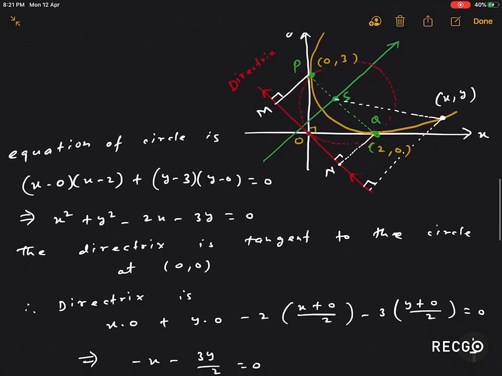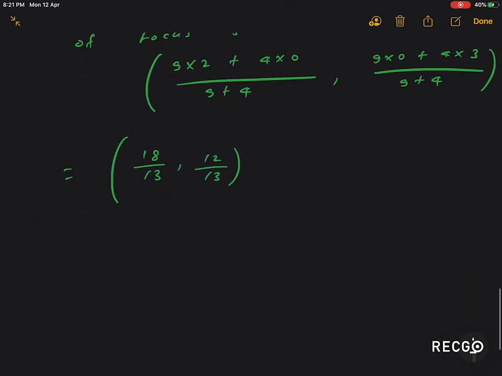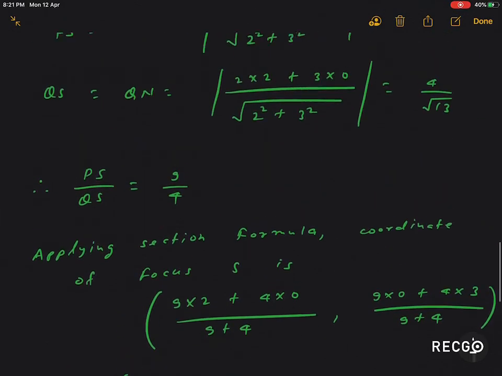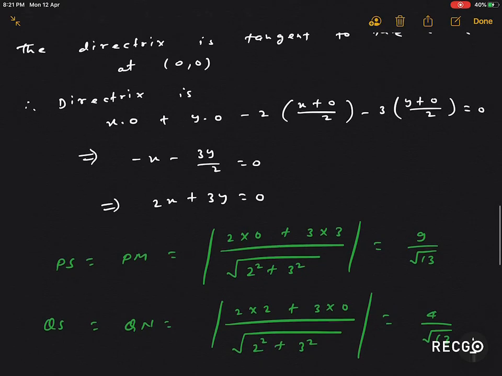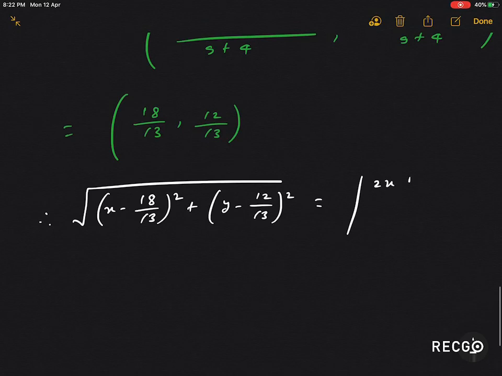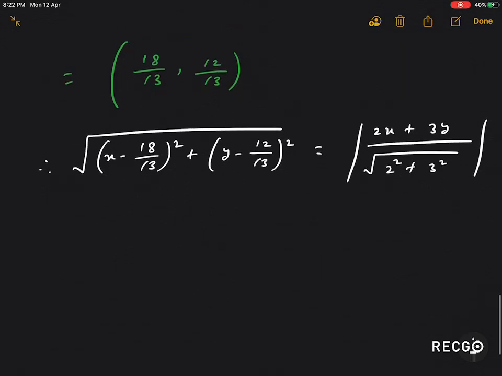So by definition of parabola, distance of this point from focus must be equal to distance of this point from the directrix. We know the definition of the parabola. And since this is any random point on the parabola, the equation of parabola can be easily obtained: distance of this point from S equal to distance of this point from the directrix. So using the distance formula between (x, y) and focus: square root of (x minus 18 by 13) whole square plus (y minus 12 by 13) whole square. This is distance from focus, equal to distance from directrix.